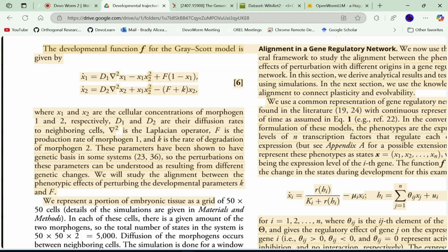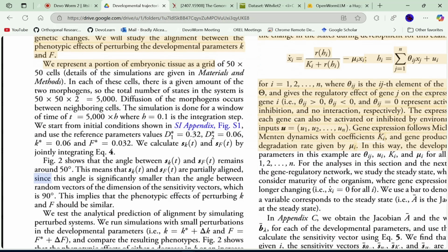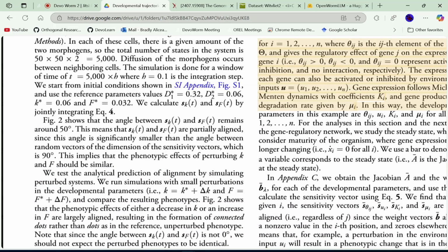and degradation of morphogen 2. These parameters have been shown to have a genetic basis in some systems, so the perturbations in these parameters can be understood as resulting from different genetic changes. So this is where we have genetic mutations or something where we're changing the concentration of morphogens and how they're diffused. They model this on a 50 by 50 grid of cells, and each of these cells is given an amount of 2 morphogens. We can do that to approximate the genetic variation of the cells.